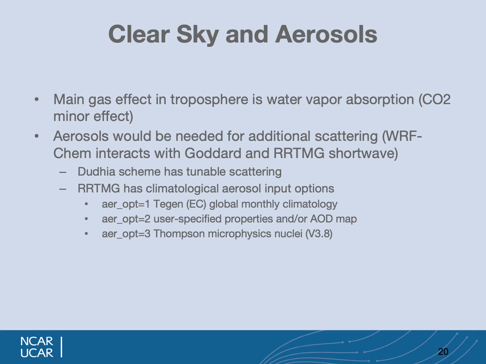AER_OPT=2 is where a user can specify their aerosol optical depth from a map, which may come from satellite, for example, or some analysis. But it's basically a 2-dimensional aerosol optical depth map that gets scaled with height and interacts with both the Goddard and the RRTMG radiation schemes.